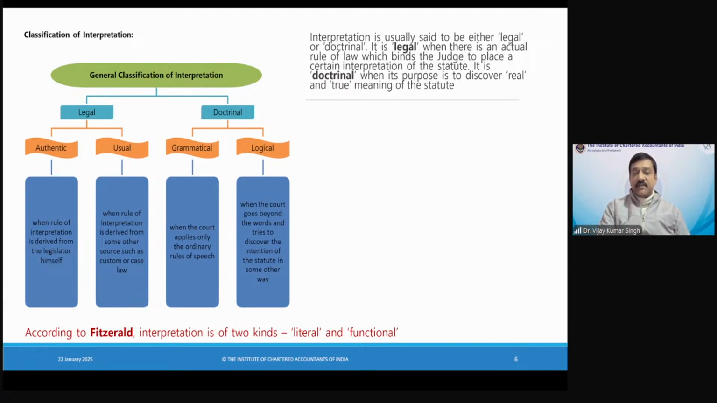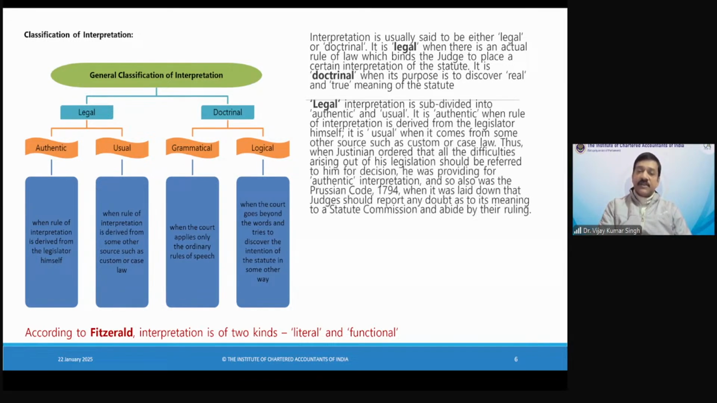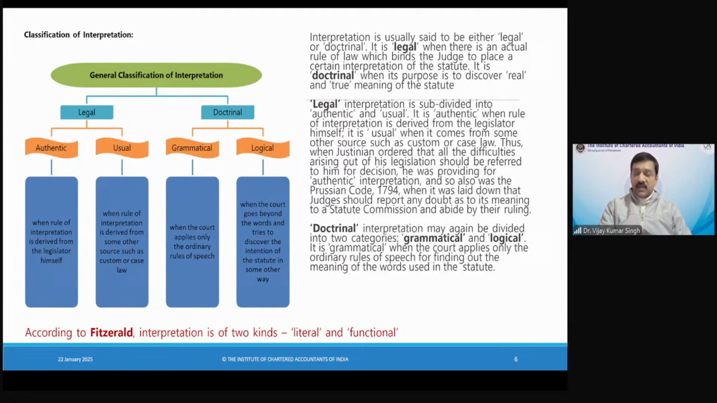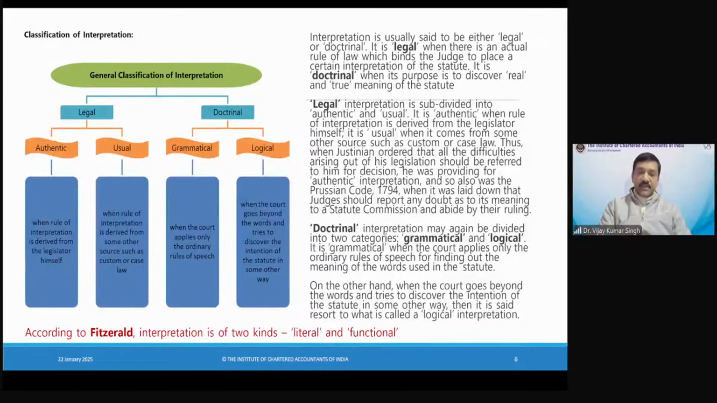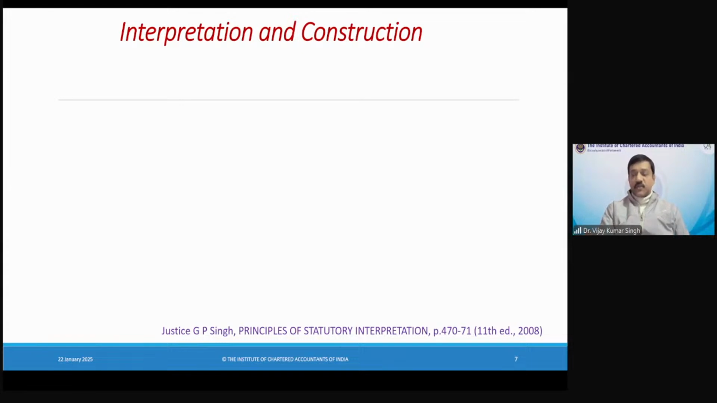When we talk about doctrinal, this is basically the court's application of the ordinary rules of speech. And when the court tries to interpret the provision in one way or the other, then that becomes the logical interpretation. So this is the differentiation between the general classification of interpretation. Now, we also saw the distinction between the terms interpretation and construction. Interpretation and construction are two distinct terms. However, for the purpose of your module, they are considered the same.